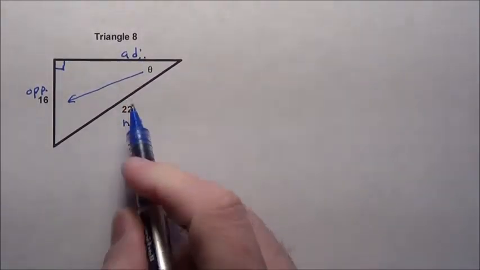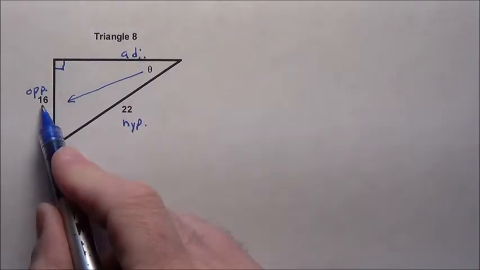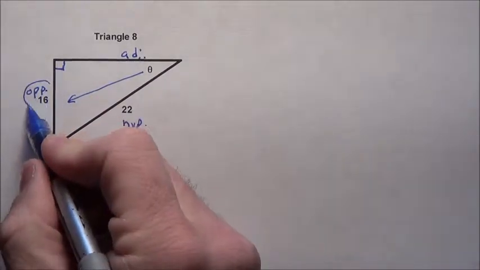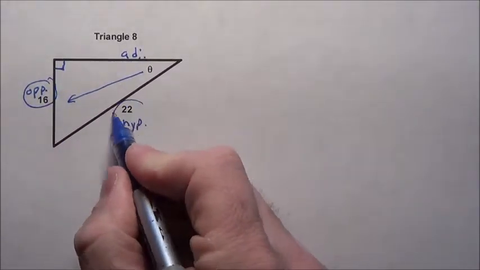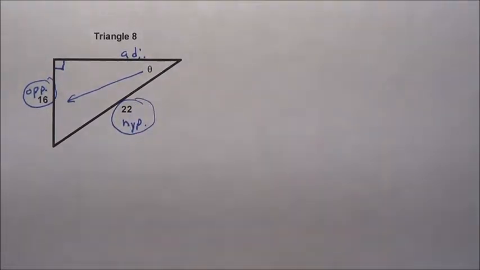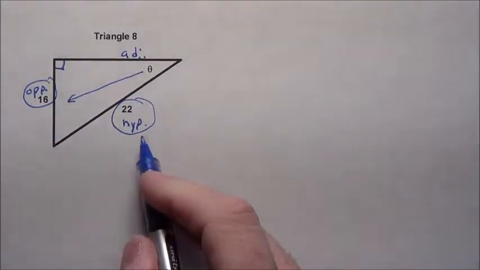Now, we have to decide which sides we're going to use. Well, we're given measurements of the opposite and hypotenuse, so that's what we're going to be using here. We're going to be using the opposite and the hypotenuse. So we have to figure out which trig function gives us opposite and hypotenuse.